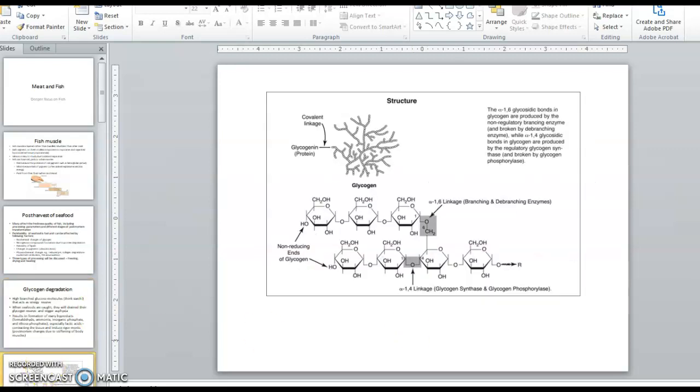So this is the example of the structure of glycogen. You can see it's a very highly branched glucose molecule, and in order to break this down into usable glucose, you need two types of enzyme. The first one is the alpha-1,6 glycosidic bond enzyme, and the second one is alpha-1,4 glycosidic bond. Because this one is the branch, we call it the branch point, it is alpha-1,6. But for the non-branch point, we need to use alpha-1,4 to break down the glucose from the glycogen molecule.